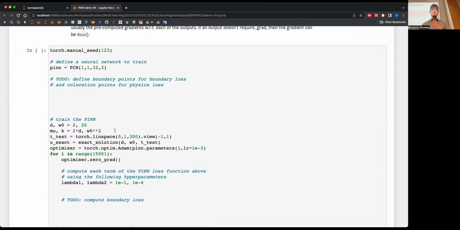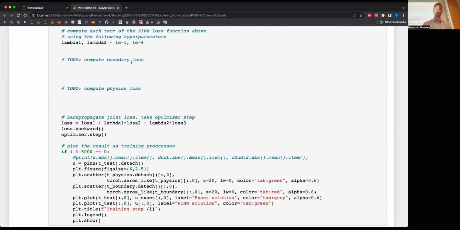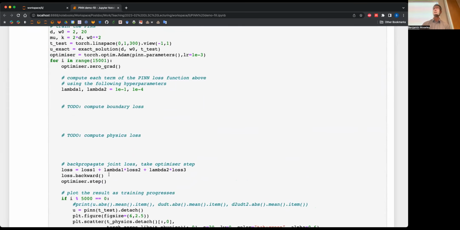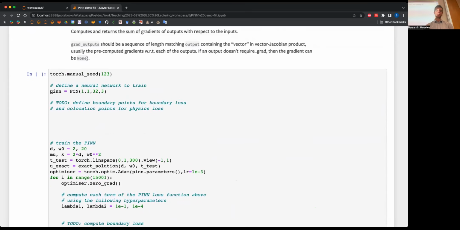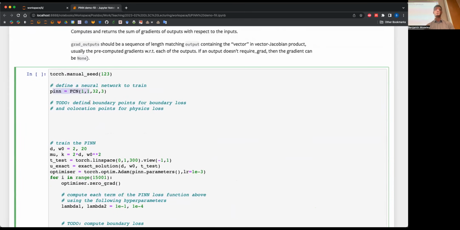What I've got here is a bare training loop, and I'm just going to fill in the most important bits to understand. First of all, we need to create the neural network in PyTorch, which is going to be 3 layers with 32 hidden units. The first thing we need to do is define 2 sets of points. First is the boundary point, where we're going to evaluate the boundary loss. And the second is the collocation points. These are the points across the domain where we're going to evaluate the physics loss.